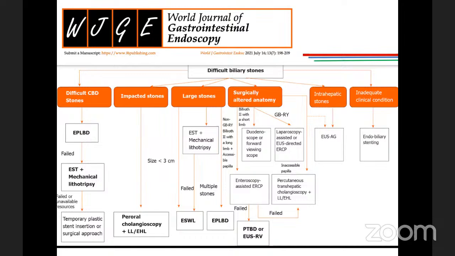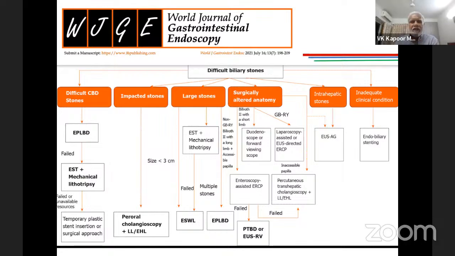Monica Gupta's first question you've already answered. Stone size limit for ERCP, Abhinav has answered. But still, Monica's question, Abhinav, a direct question: do you say no to endoscopic management based on the size of the stone?